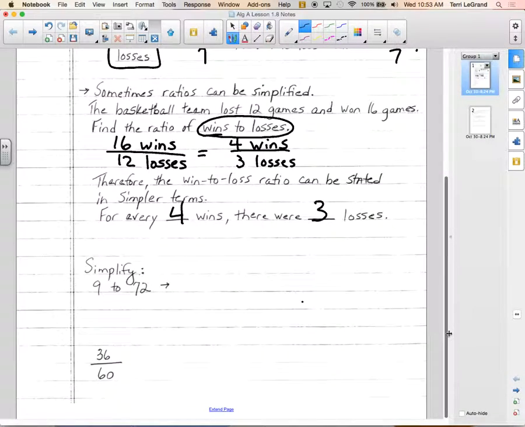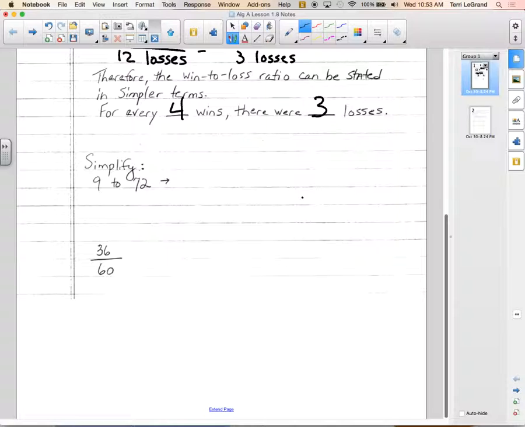Okay, so let's do some simplifying of some comparisons where we don't have any idea what the numbers are representing. 9 to 72. Let's first start it out as a fraction. 9 to 72. Order matters. You don't put the big one on top because it looks better. Okay, can that be simplified? What can I simplify it with? What can I divide both of them by?